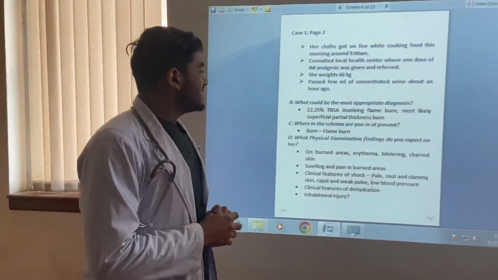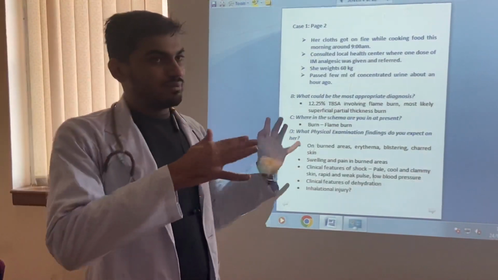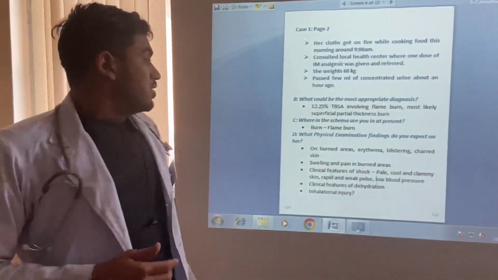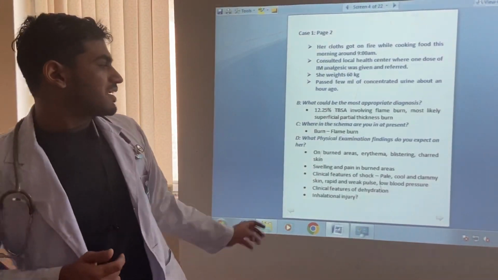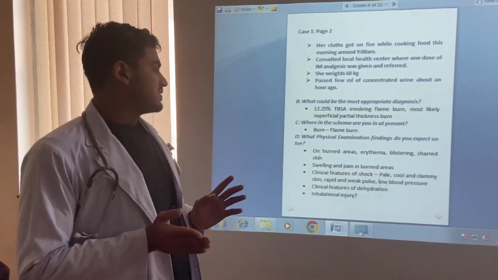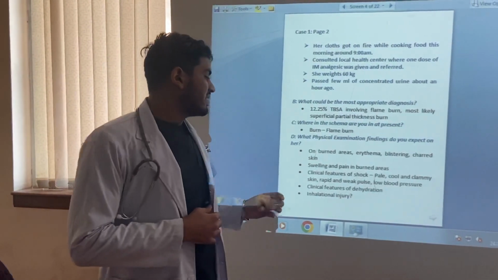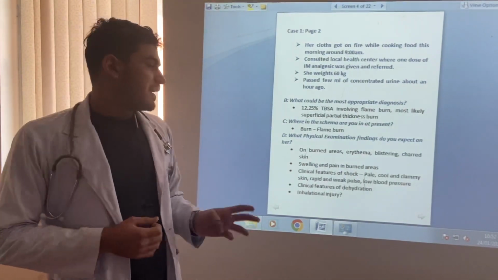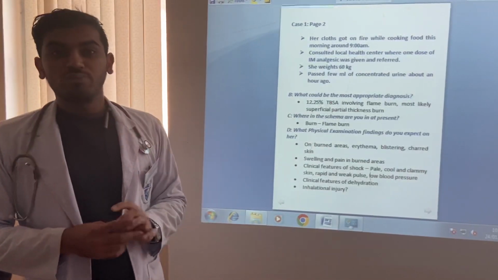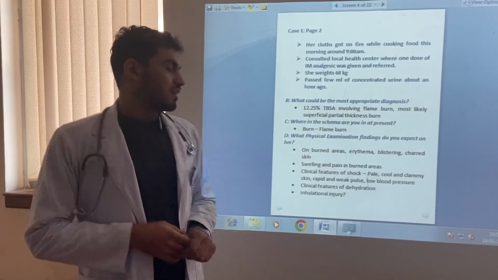Okay, so where are you in the schema now? As per the protocol for burns, we are at the flame burn. So what physical findings will you expect on her? Like on the burn area, erythema, blistering, and charred skin, and swelling and pain in the burn area can also be found. The clinical features of shock, like pale, cool, and clammy skin, rapid and weak pulse, and low BP can also be found. And the clinical features of dehydration can also be seen.